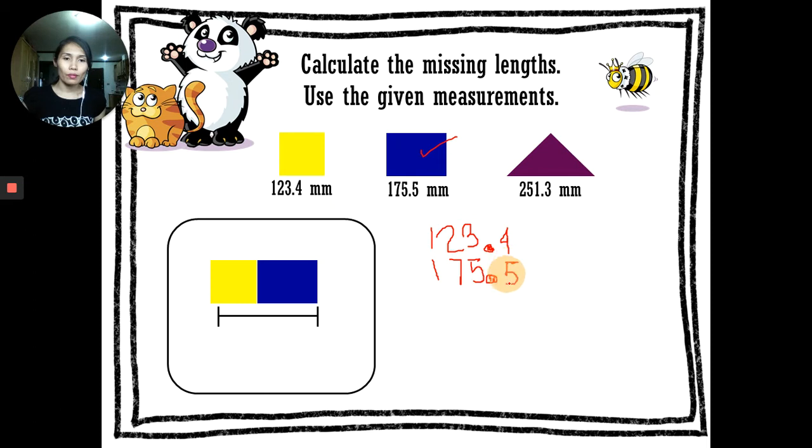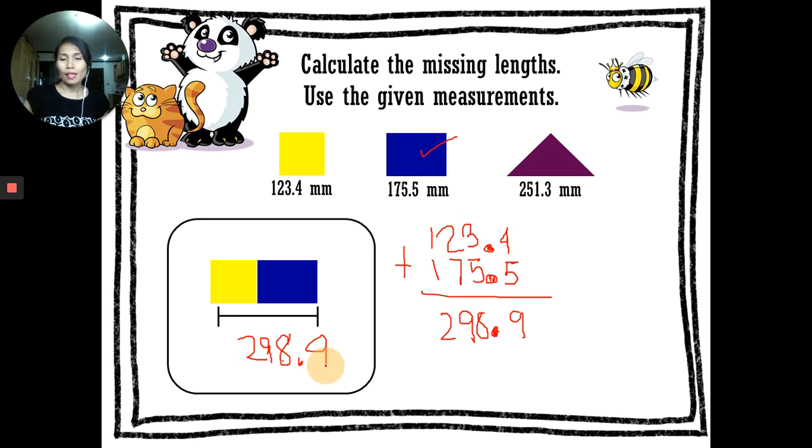0.5. Okay, we will add them. So 4 plus 5 is 9. Okay, we forgot to bring down the decimal point. 3 plus 5 is 8. 7 plus 2 is 9. 1 plus 1 is 2. So the answer here is 298 and 9 tenths millimeter. Yeah?